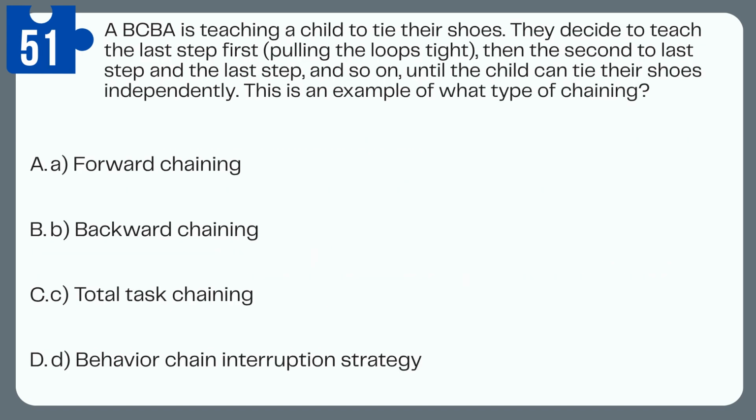Question 51. A BCBA is teaching a child to tie their shoes. They decide to teach the last step first, pulling the loops tight, then the second to last step and the last step, and so on, until the child can tie their shoes independently. This is an example of what type of chaining? A. Forward chaining. B. Backward chaining. C. Total task chaining. D. Behavior chain interruption strategy.